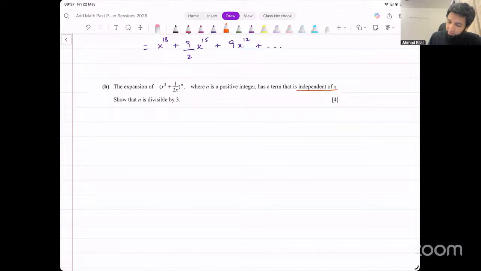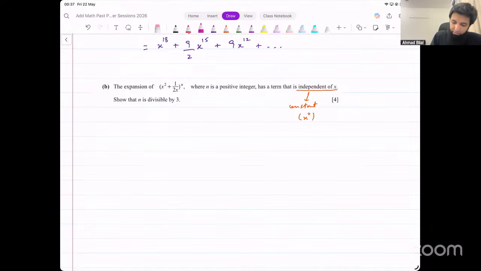Independent of x, what does that mean? Constant term, right? Or you can say x power 0. It must have a term that is independent of x. The problem is we don't know what the power is. We have to show that that power, whatever it is, is divisible by 3. Okay, let's think about it.